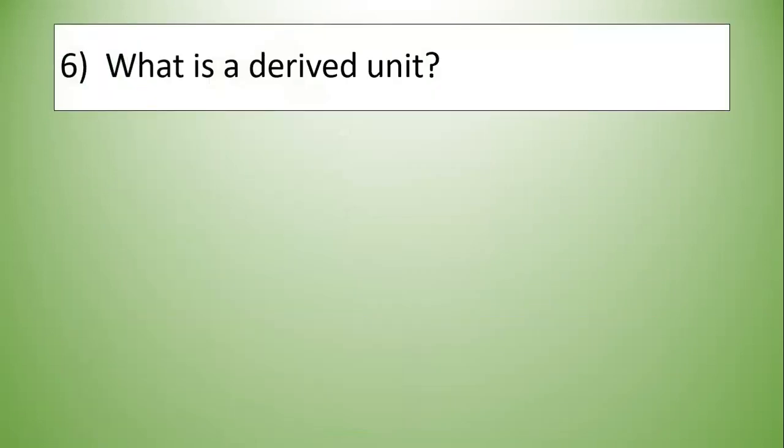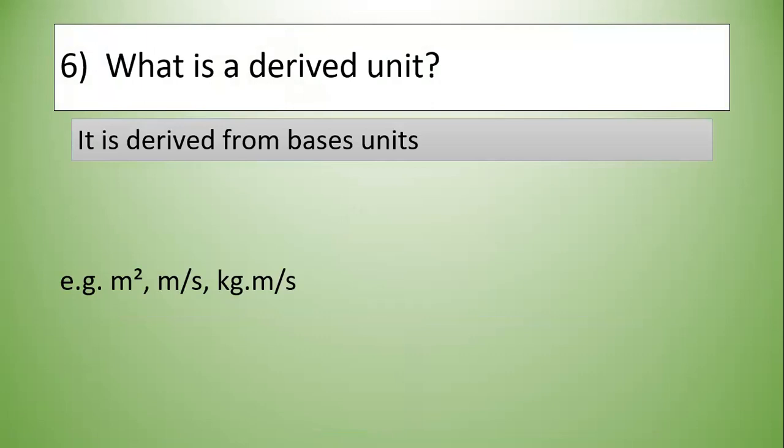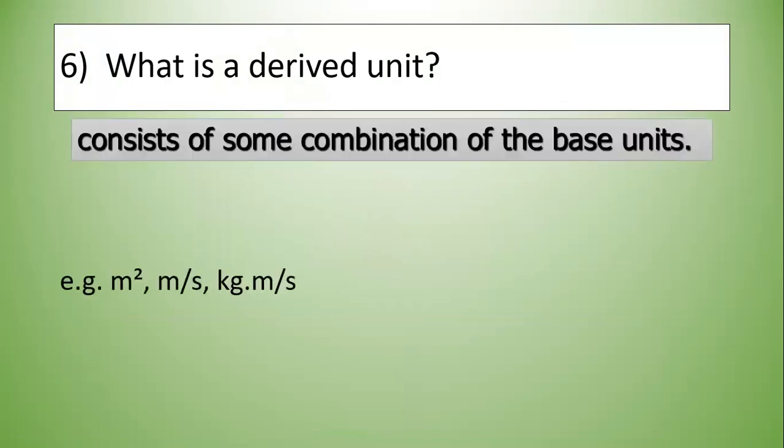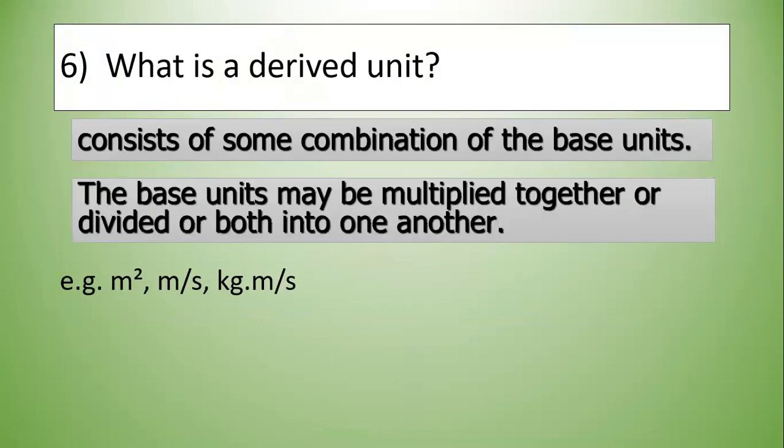What is a derived unit? This one you must know how to define. Right? These are examples. A derived unit is derived from base units. That doesn't answer the question, right? Usually the examiner asks how you derive it. How do you call it a derived unit? Do you add or subtract, divide, multiply, or what? It consists of a combination. We combine base units by multiplying together, dividing, or both multiplying and dividing. That's important.